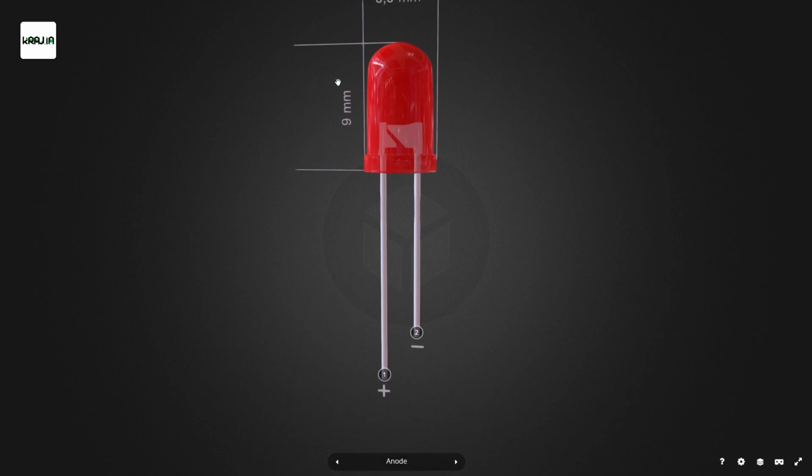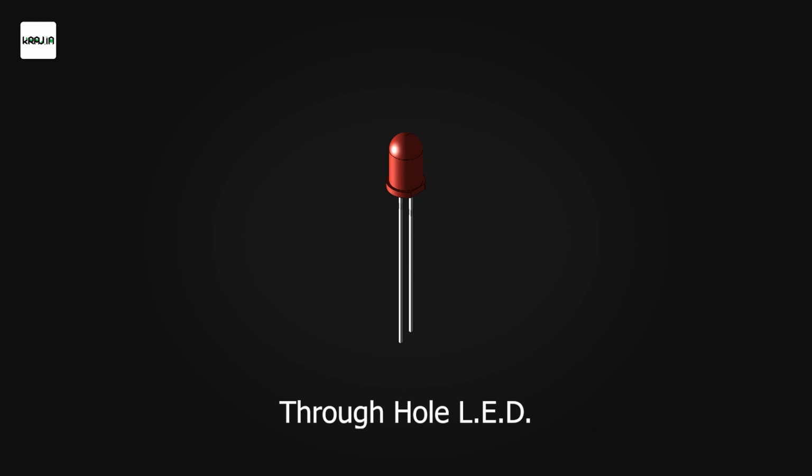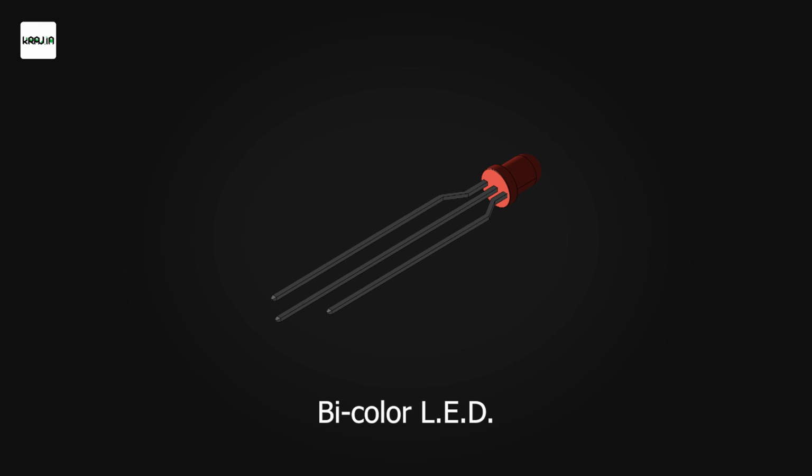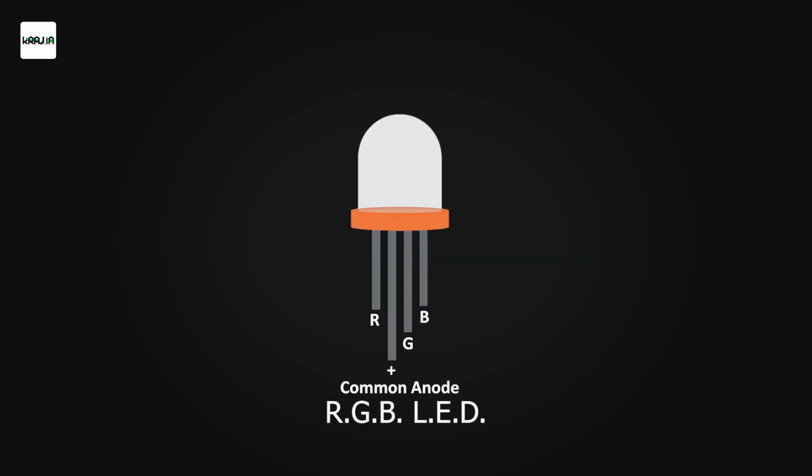Types of LED are: 1. Through-hole LED. 2. Surface mount LED. 3. Bicolor LED. 4. RGB LED.